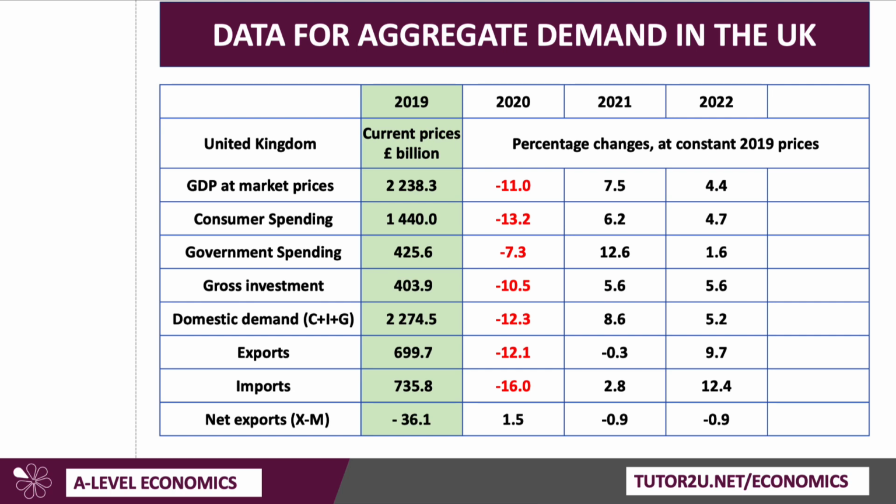Consumer spending is still growing fairly quickly, but a significant slowdown in government spending, only 1.6% growth this year. Gross investment level, keeping level there, 5.6%. Exports picking up nicely, but imports growing even more strongly. So net trade is a little bit of a drag on growth. Okay, 2022, sustained growth, but a slowdown.